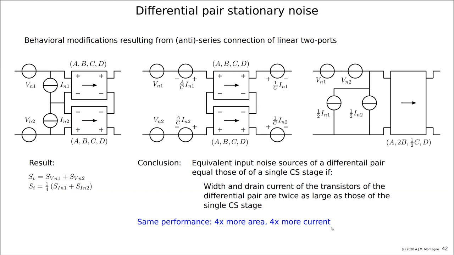And you see, this is the beauty of finding those conclusions on a higher hierarchical level. We don't need to dive into the details and study all the noise of the CS stage and the differential pair separately. No, we just know what is the behavioral modification resulting from an anti-series or a series connection of two equal two-ports.